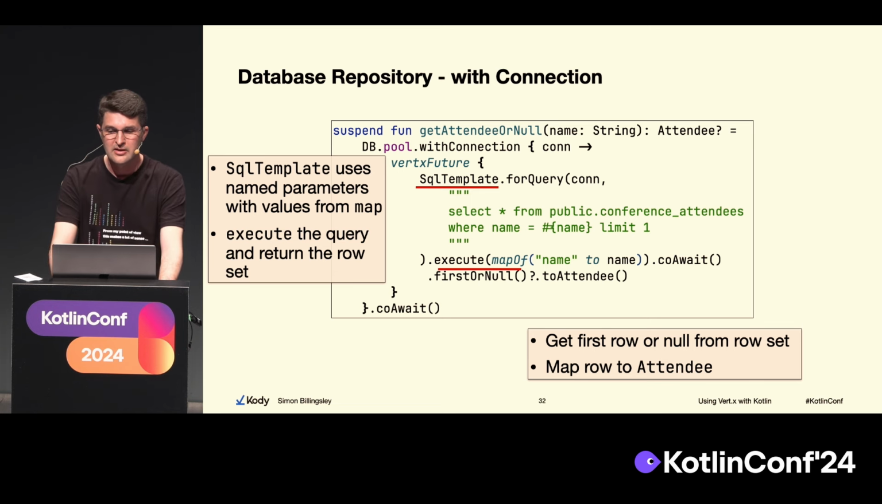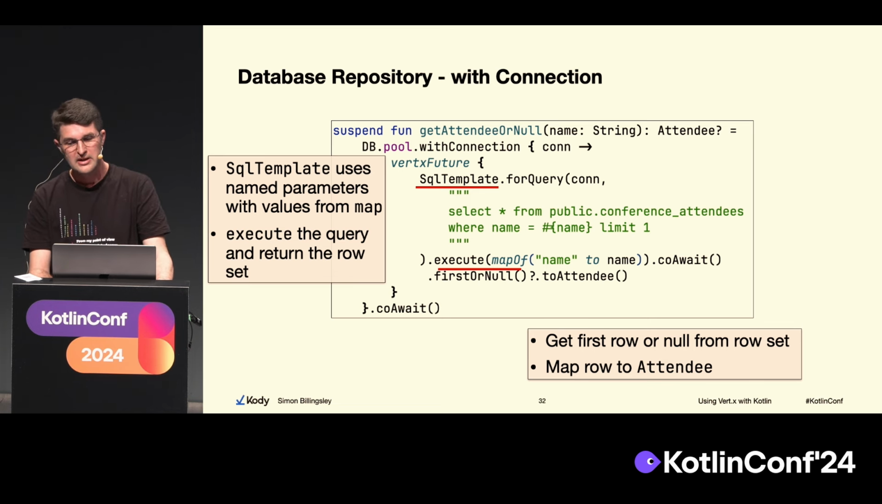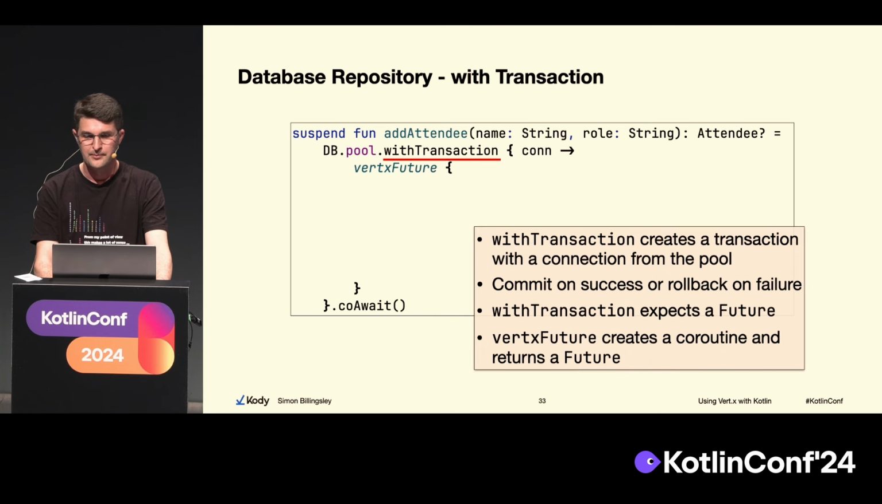Vertx provides support for SQL templates, which makes it really easy to build prepared statements with named parameters. Executing the query returns the future that completes with the row set. In this case, I only need one record, so I can use the first or null function to get that record and then map it to a data class.